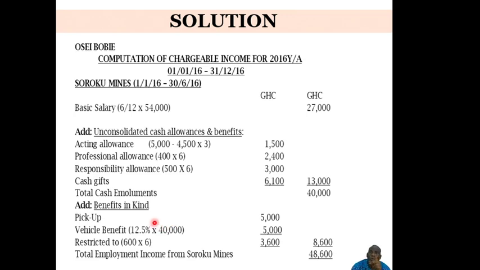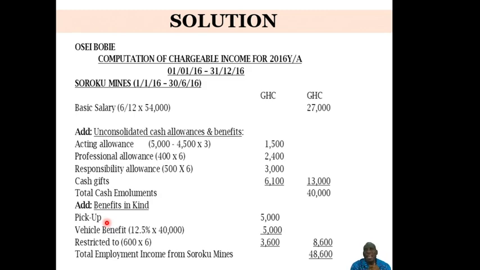And when he was with Soroku Mines, he was given a pickup. Okay? They dashed him when he was going. Because it was a physical car, you put it under benefit in kind. But they said they valued it at 5,000. So you add it to his income and tax.